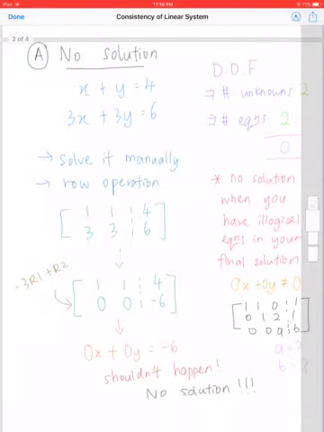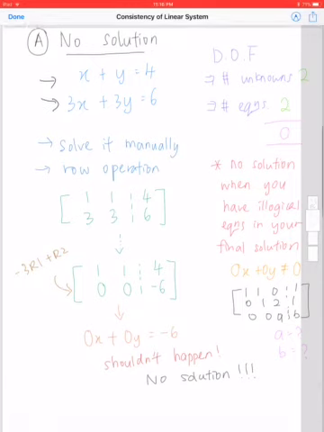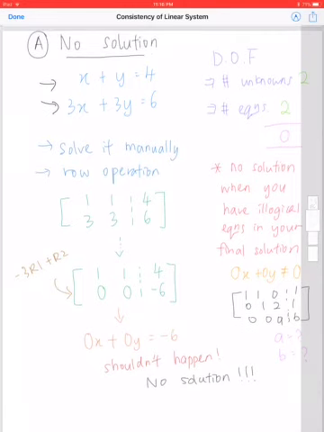Moving on, let's look at the example of no solutions. Let's say this is your system of linear equations, and you can either solve it manually or using row operations. And since row operations will be the main technique that you'll be using frequently in this linear algebra course, I'll show an example of row operations. Let's put the system of linear equations into this augmented matrix form. 1 corresponding to 1, the x here, and 3 is the second equation here.